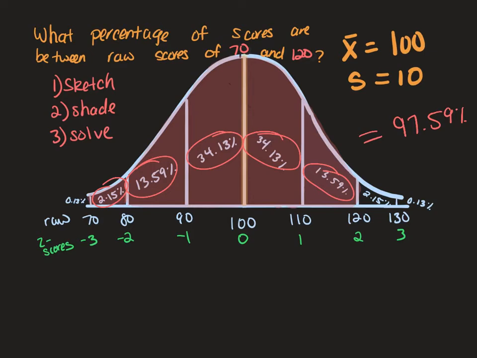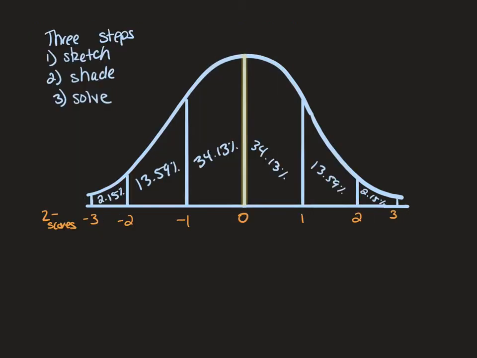I could have asked the same question here by asking what percent of scores were between a z of -3 and a z of +2, because that would have required me to shade and add the exact same regions, because remember, the raw scores have corresponding z-scores. You can use the method of sketch, shade, and solve to find the area between any two z-scores on the normal curve. You can also use this to find the area between any two raw scores by first converting the raw score to a z-score and then solving for the corresponding area.